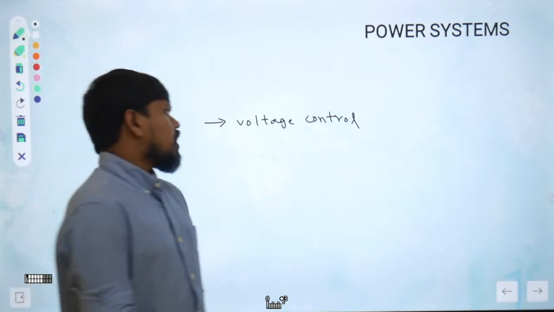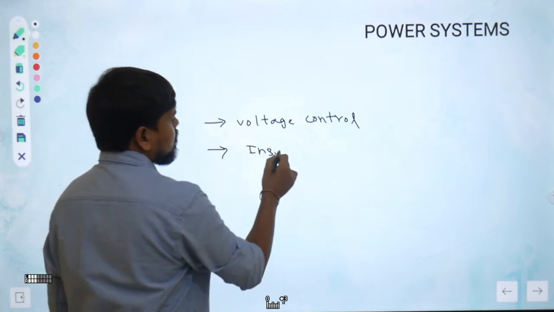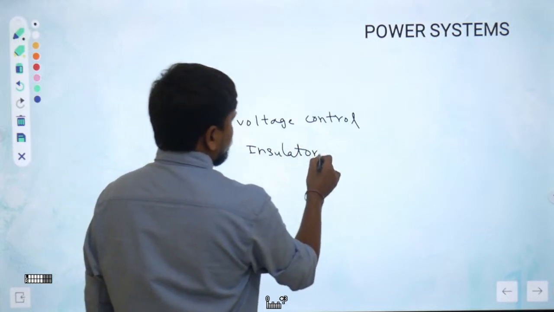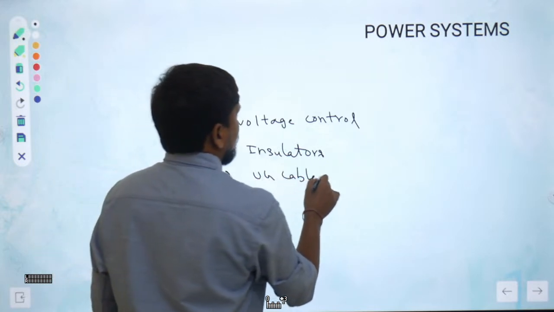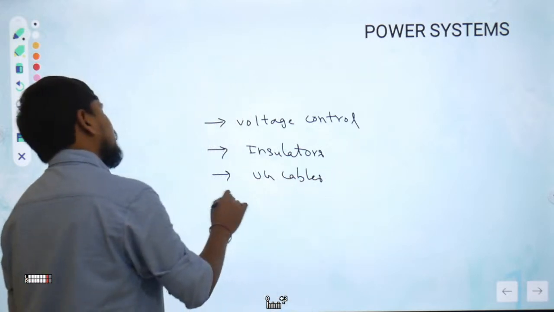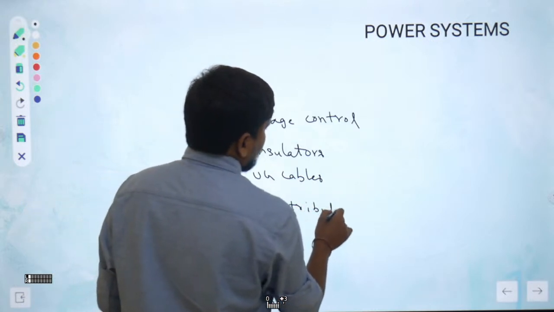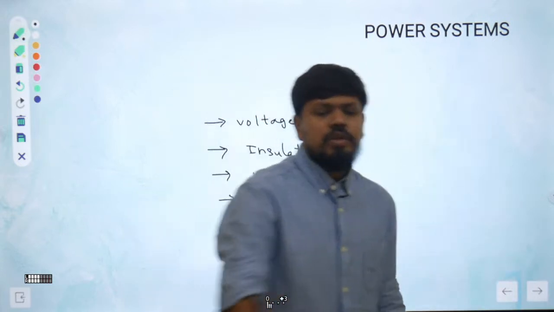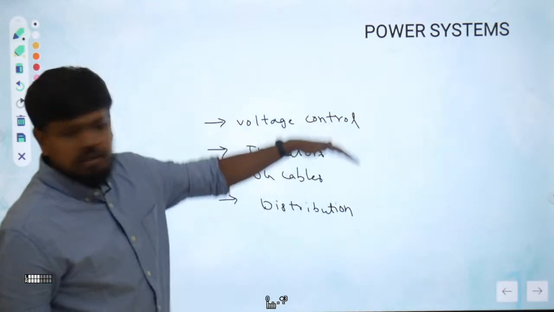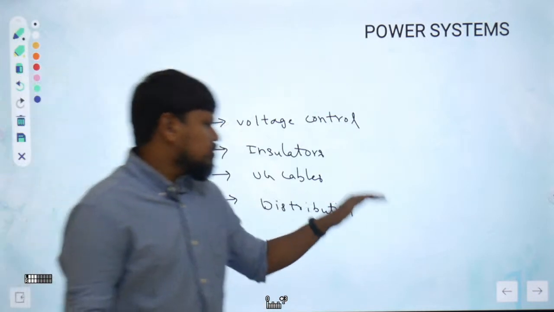After voltage control, what we need to study is insulators. Later we need to know underground cables. Later we need to know distribution systems. Everything we have discussed previously comes under the transmission concept, and distribution is separate.